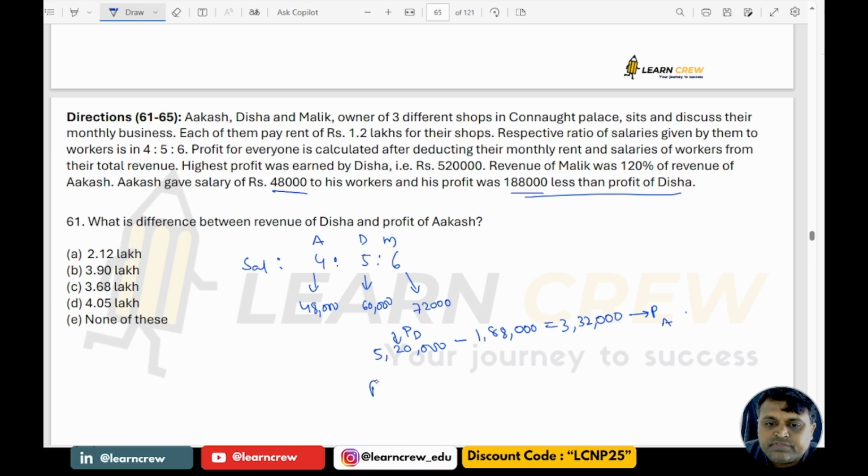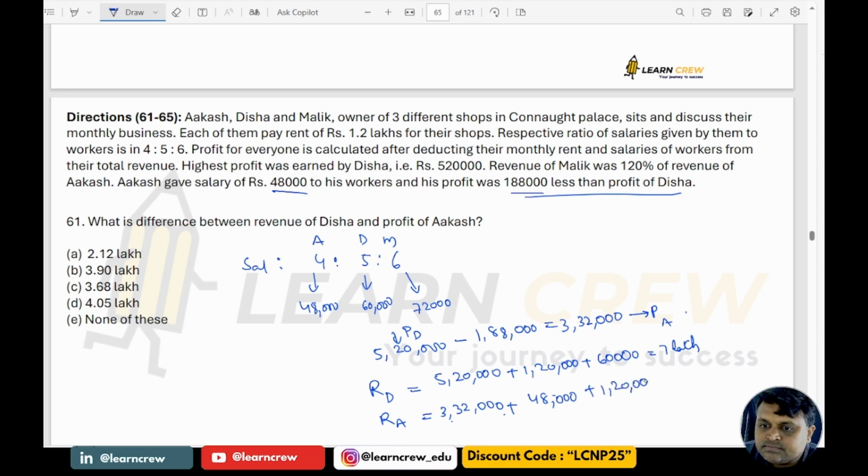Now the revenue of Disha. Revenue of Disha would be how much? 5,20,000 plus each of them pays a rent of 1,20,000 plus 60,000 salary. So how much is it in total? It is 7 lakhs. Revenue of Akash: 3,32,000 rupees profit and 48,000 rupees salary and 1,20,000 rupees rent. Yes or no? Rent. So all together it is how much? 5 lakhs.